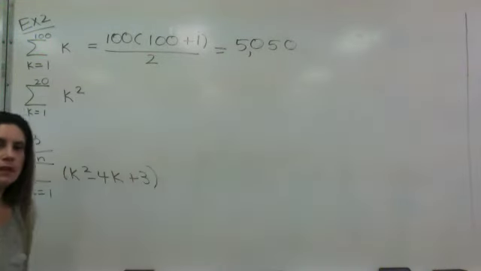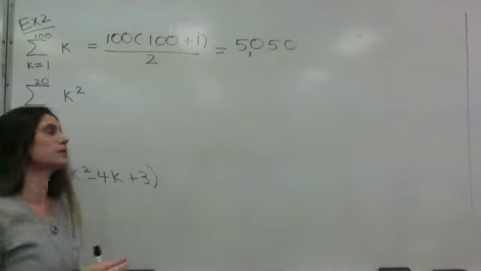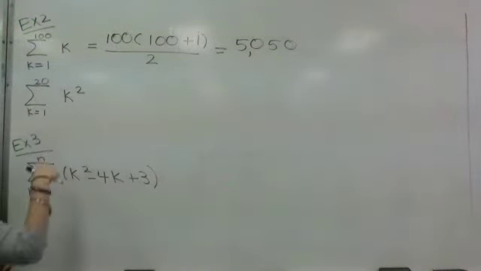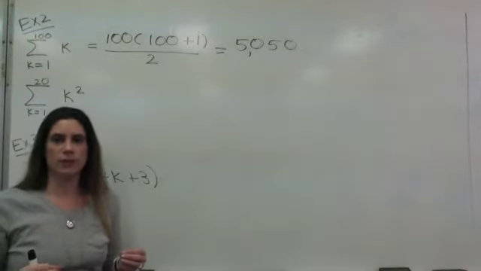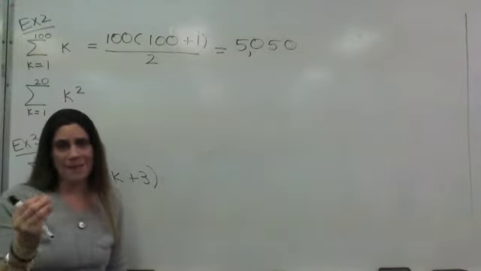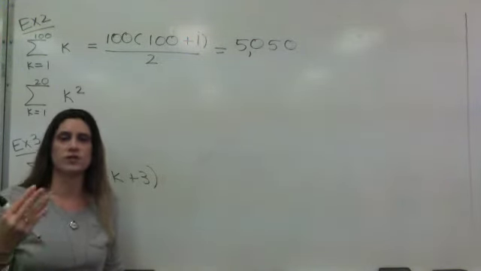5050. Now it becomes even harder when I add powers to the k's or to the formulas. The second one, I give you 1 to 20 with k squared now. That means I want you to plug in the numbers 1 to 20, square them, and add them all up. 1 squared plus 2 squared plus 3 squared plus 4 squared.